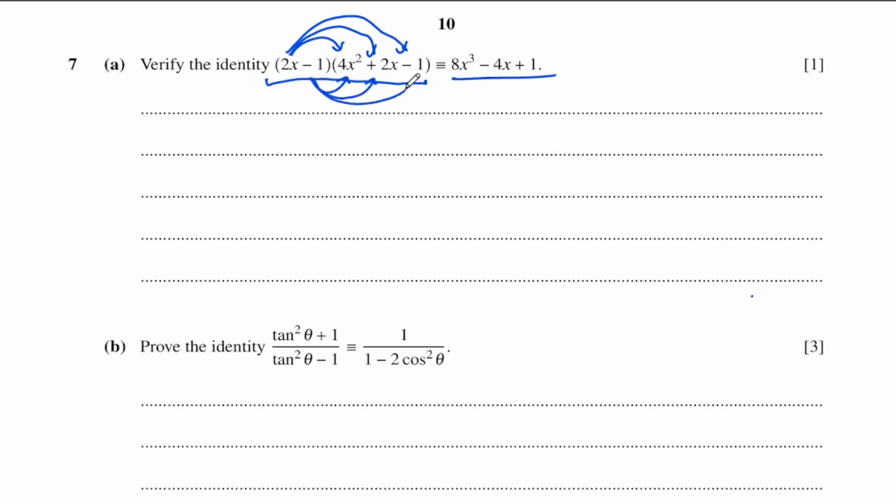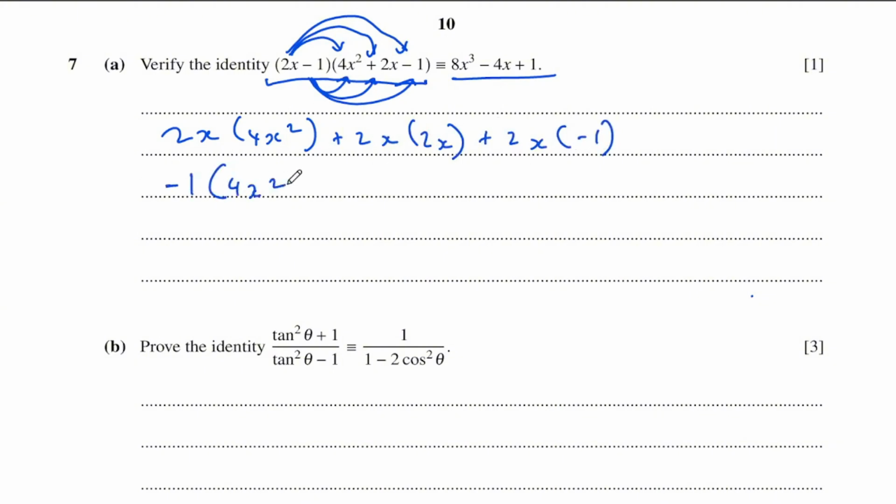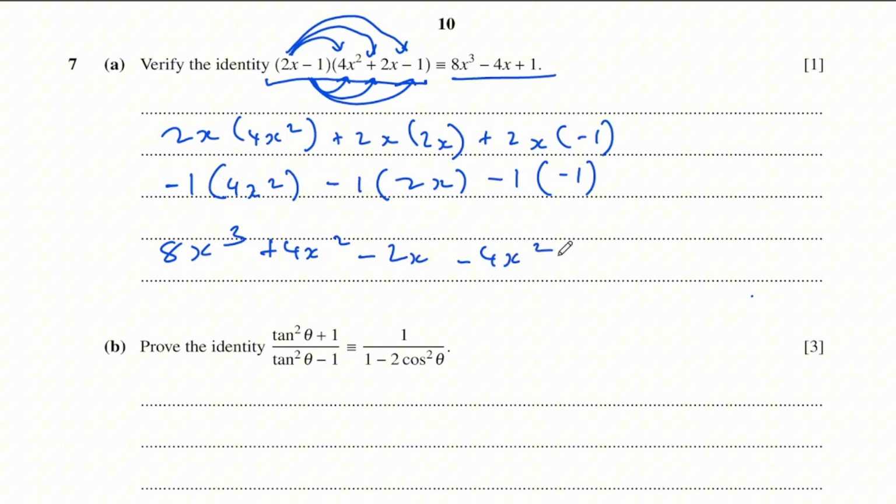Yeah, and these are all multiplications that you're doing. So 2x times 4x squared plus 2x times 2x plus 2x times negative 1, and then minus 1 times 4x squared, minus 1 times 2x, minus 1 times negative 1. 2x times 4x is 8x cubed plus 4x squared minus 2x minus 4x squared minus 2x plus 1.